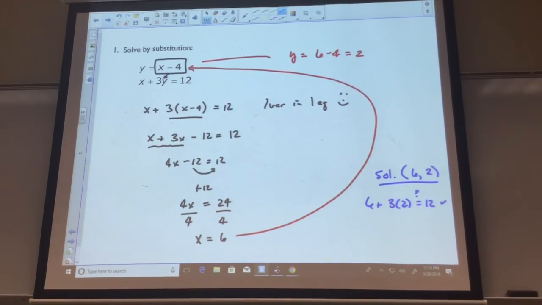The worst part of the test for systems is going to be having to solve the one by hand.